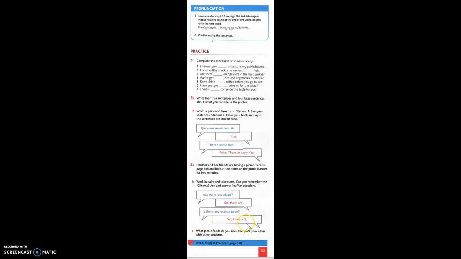It's a really nice idea to finish up with this last question. What kind of foods do you like to have on a picnic? Just to round off the lesson with a bit of speaking. I think that would be a good way to end.